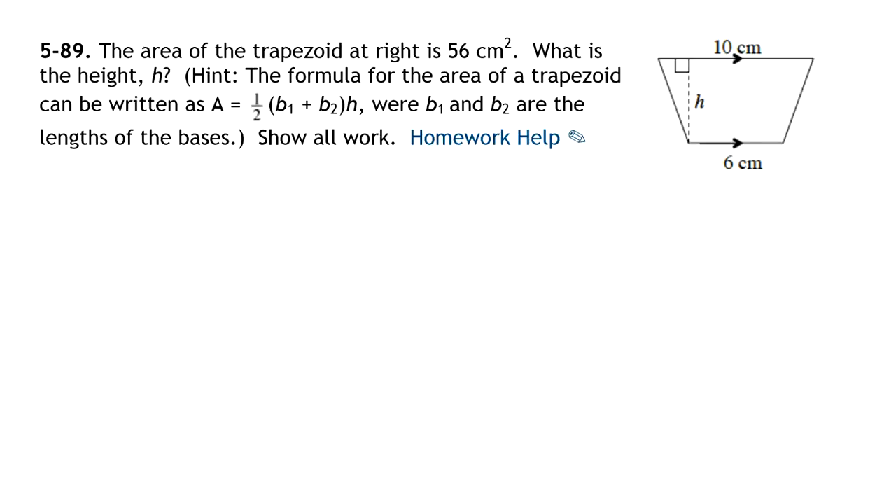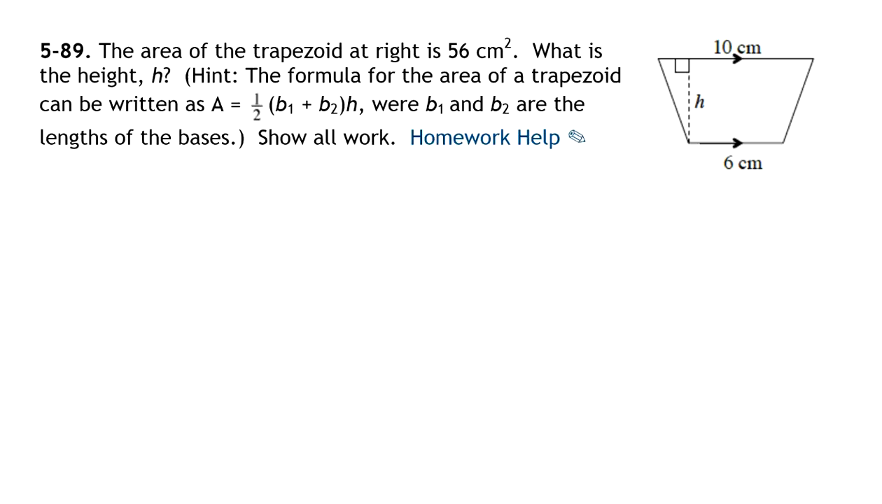Question 89 tells us the area of this trapezoid. We're told that the area of that trapezoid is 56 centimeters squared, and we're asked to find the height. The other thing that they tell us is they remind us what the formula for the area of a trapezoid is, and they also remind us what B1 and B2 represent.